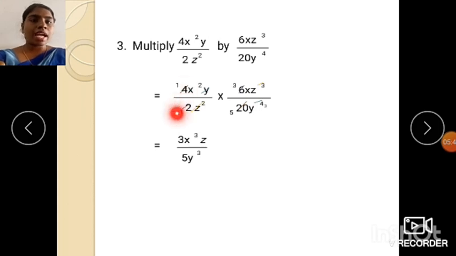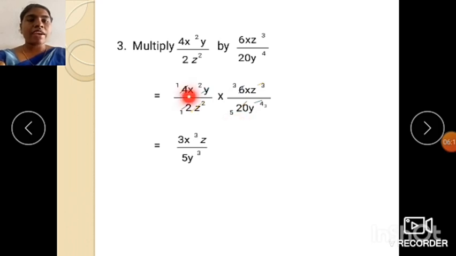Okay. So here I have 4 and here I have 2. So 2 ones are 2 and 2 twos are 4. Next, sorry, 2 ones are 2 and 2 threes are 6. We will cancel like this. Here I have 2 and here I have 6, so 2 ones are 2 and 2 threes are 6. And here I have 4, here I have 20, so 4 ones are 4 and 4 fives are 20.